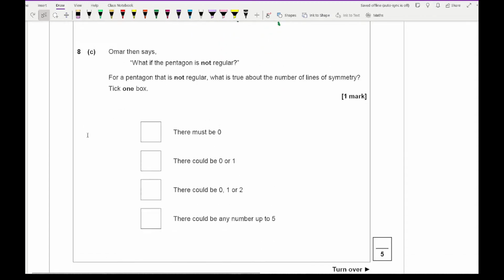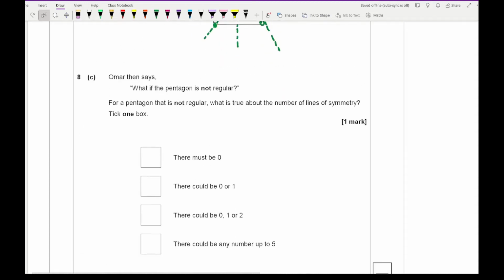Question 8c then says that Omar asks, what if the pentagon wasn't regular? For a pentagon that is not regular, what is true about the lines of symmetry? So again, not regular means that not all the interior angles or the sides are going to be the same. Now the correct answer for this is that it could be 0 or 1. Now it does actually say tick, so let me get rid of that cross. I'm sure they wouldn't penalise you if you crossed it, but that's the correct answer for that one.